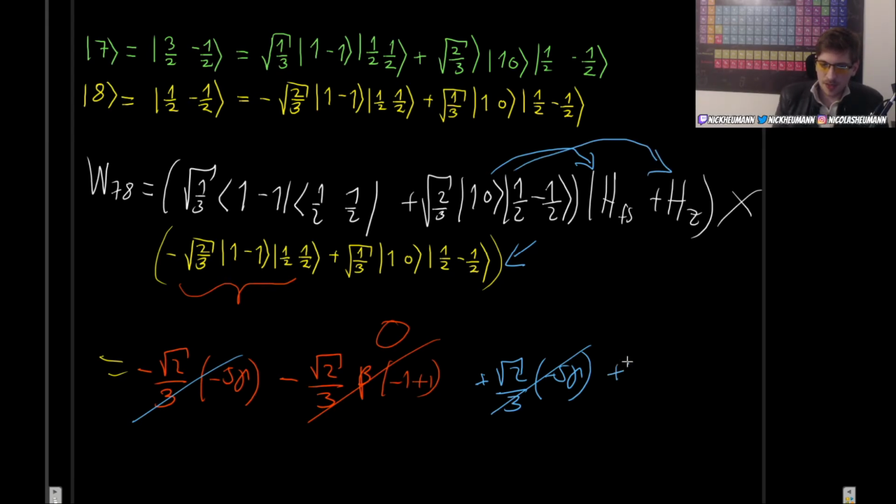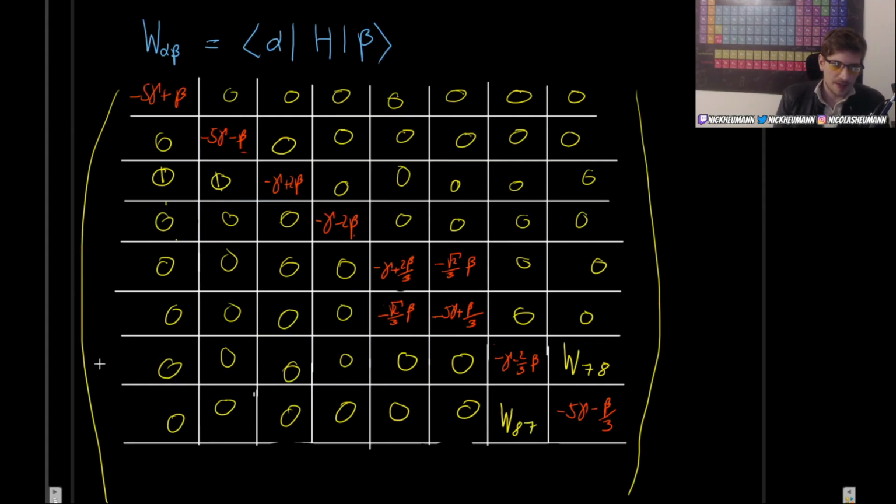All right, then we multiply this with this. And in that case, we get plus square root of 2 over 3 times beta times ml, which is 0, times 2 times minus 1/2. So we get a minus 1. So W78, which is the same as W87, is going to be minus square root of 2/3 beta. Let's plug it in. Minus square root of 2/3 beta. Minus square root of 2/3 beta.